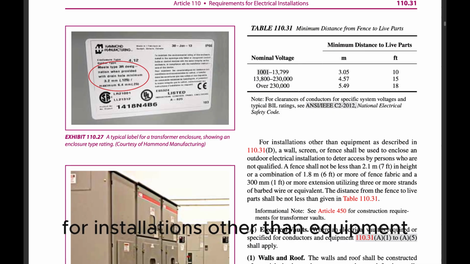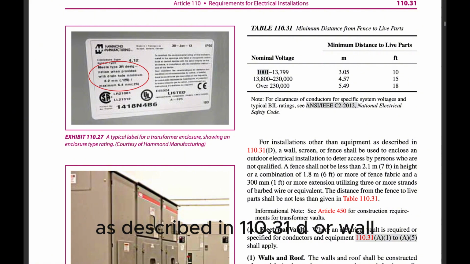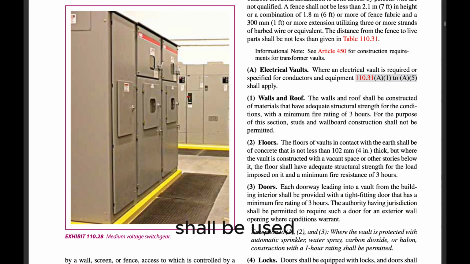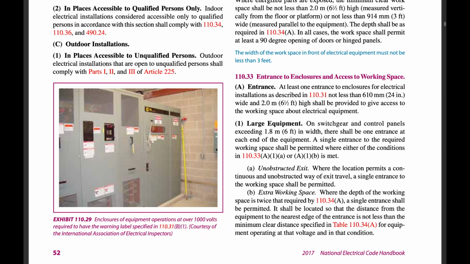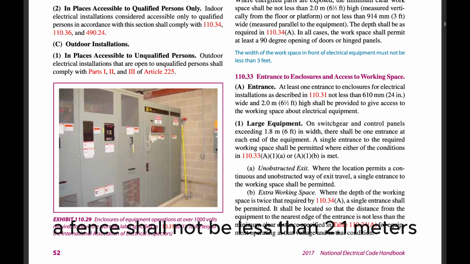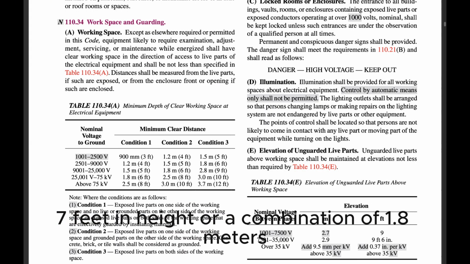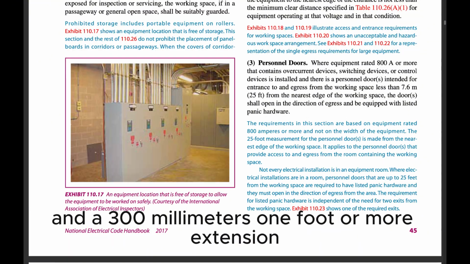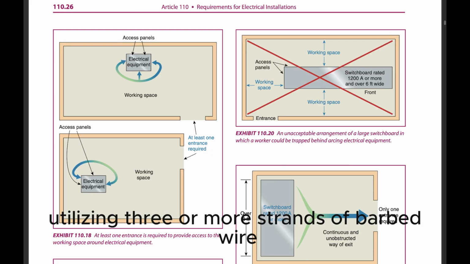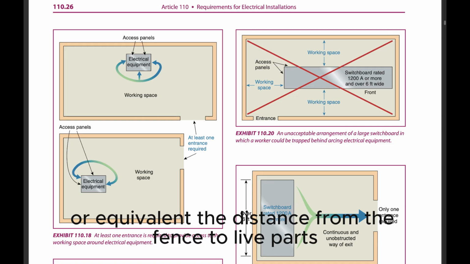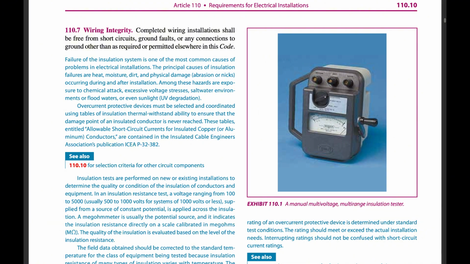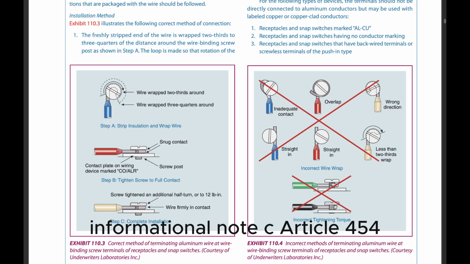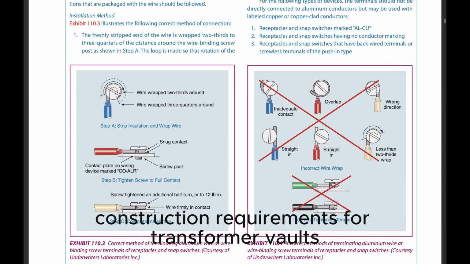For installations other than equipment as described in 110.31(D), a wall, screen, or fence shall be used to enclose an outdoor electrical installation to deter access by persons who are not qualified. A fence shall not be less than 2.1 meters (7 feet) in height or a combination of 1.8 meters (6 feet) or more of fence fabric and a 300 millimeters (1 foot) or more extension utilizing 3 or more strands of barbed wire, or equivalent. The distance from the fence to live parts shall be not less than given in Table 110.31. Informational note: See Article 450 for construction requirements for transformer vaults.